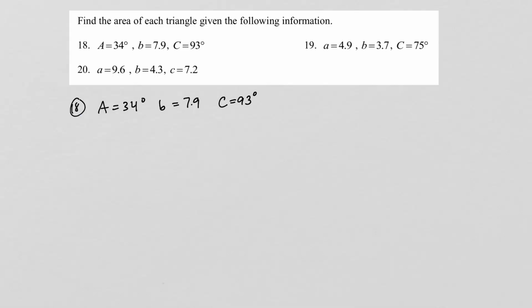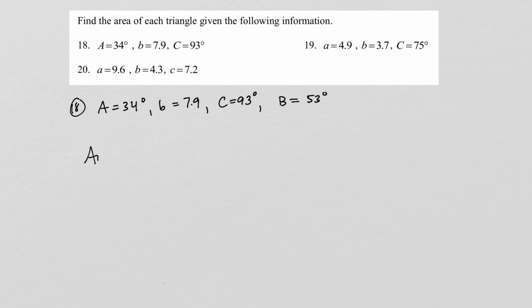In problem 18, we are looking for the area of a triangle, and we are given two angles and one side. Anytime you're given two angles and one side, you can always find the third angle by simply subtracting the first two angles from 180. And so if we subtract 34 and 93 from 180, we end up getting B is 53 degrees.